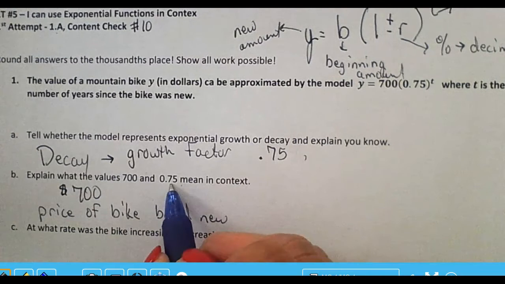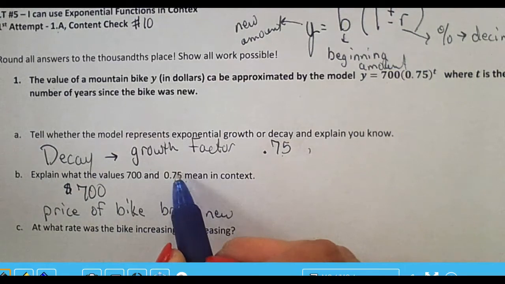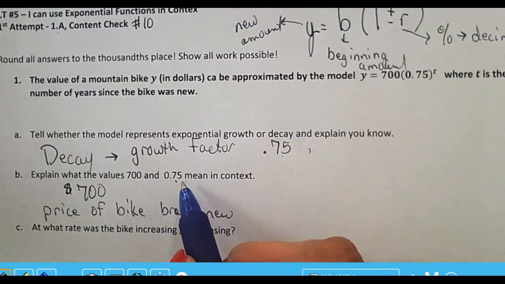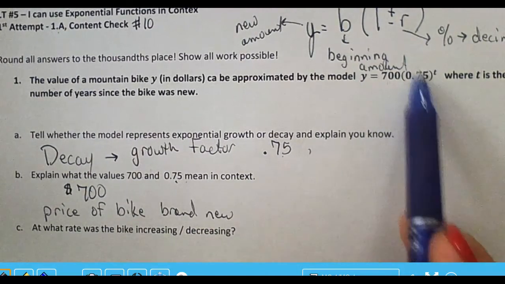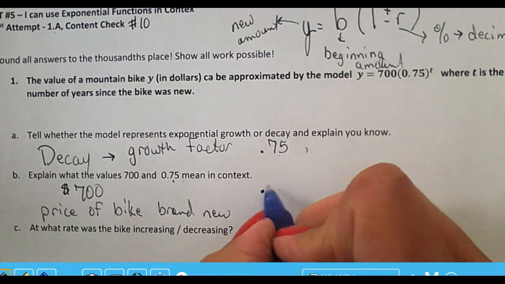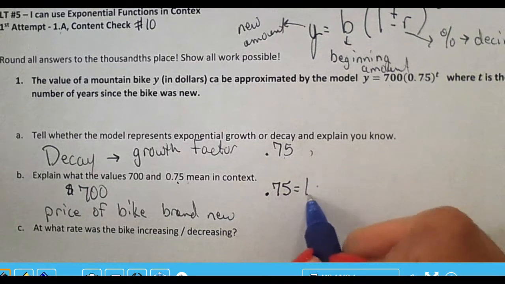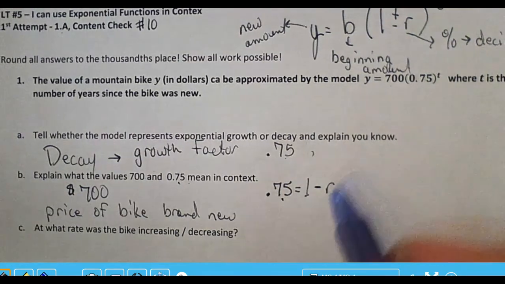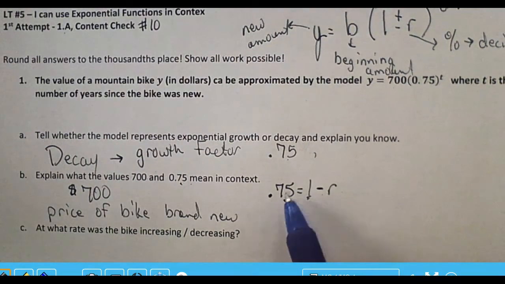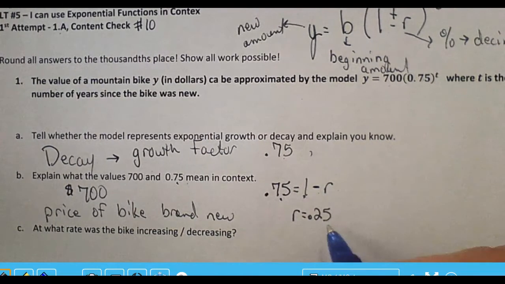Now I want to know what this 0.75 means. Some of you might think, well, it's the growth factor, so this is what I should multiply by. But what I want to know is in context. When you say you're multiplying by 0.75, that's more of a process, not what it means. So what they did to get this number in the parentheses is they took 1 and then they either added a rate or subtracted a rate. Since we start with 1 and we end up with something smaller than 1, that means they subtracted that rate. If you have $1, how much did you spend to get to 75 cents? Well, that's just 0.25. So my R is 0.25, and that's the decimal version.